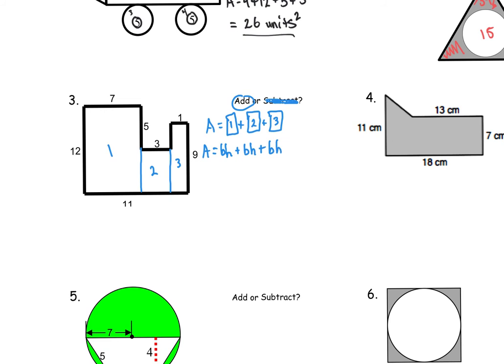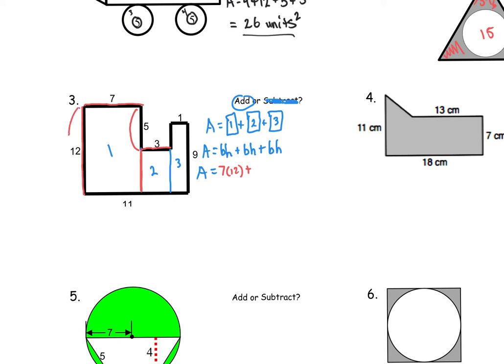So let's look at the base times height for the first rectangle, right? For the first rectangle, I've got a base of 7 and a height of 12. So that's going to be 7 times 12 for that one. Plus, let's look at the second rectangle now. We've got a base of 3 and a height of, now the height's a little different here, right? We know that from here to here is 5. But I only want this. This is as much as I want, right?